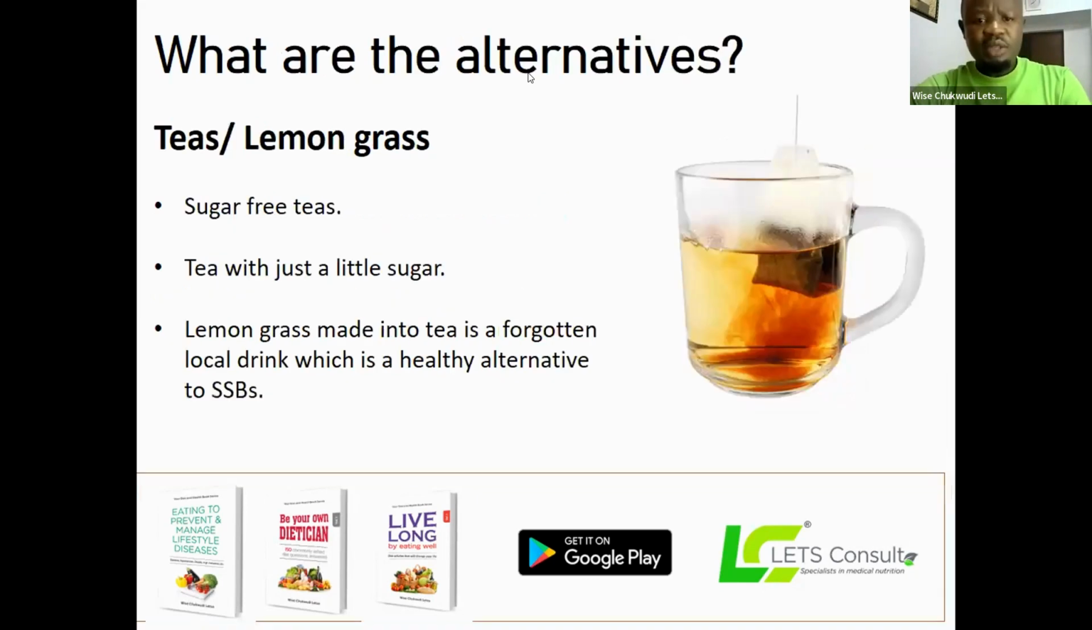Teas can also be a very good alternative to SSBs, but we know that tea goes with sugar. So the caution is let's prepare teas with just a cube or two of sugar, and that will be it. Our own lemongrass that I don't think many of the young people, even on the call today, have taken before. But then these are very natural gifts that God has given our land, and we can always have them. We can prepare them and serve them at our programs, at parties, even use them chilled in the house without sugar, and there should be no health risks associated with them.